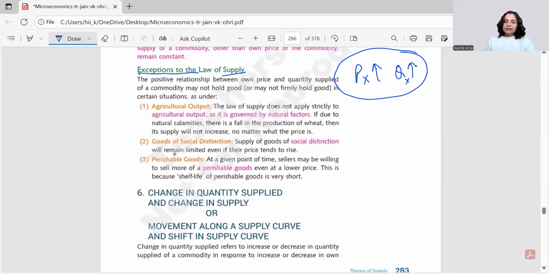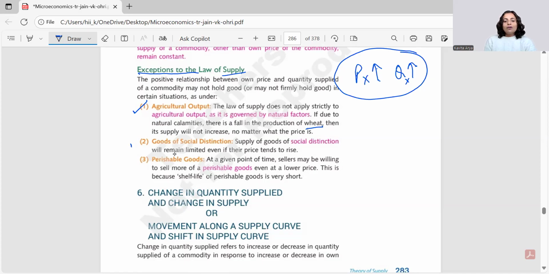Then, which are the points? First is the agricultural output. We know that agriculture is a time-taking phenomenon. What does it mean? Say if we take 6 months for its harvest, so irrespective of higher and higher prices of wheat, would you be able to deliver the wheat just the next day or just the next month? No, it's not possible.